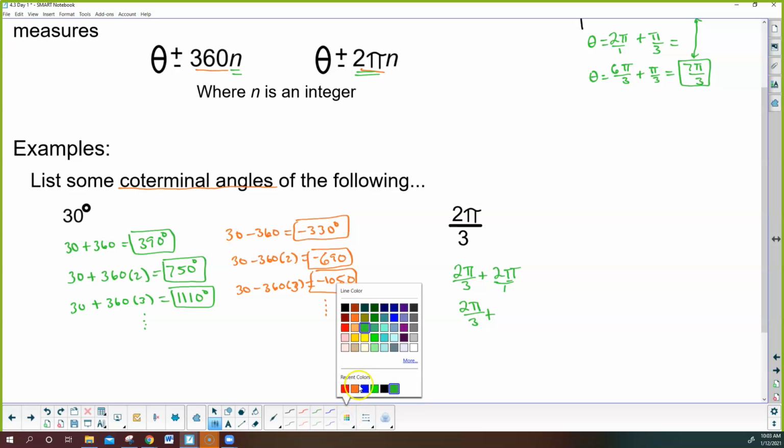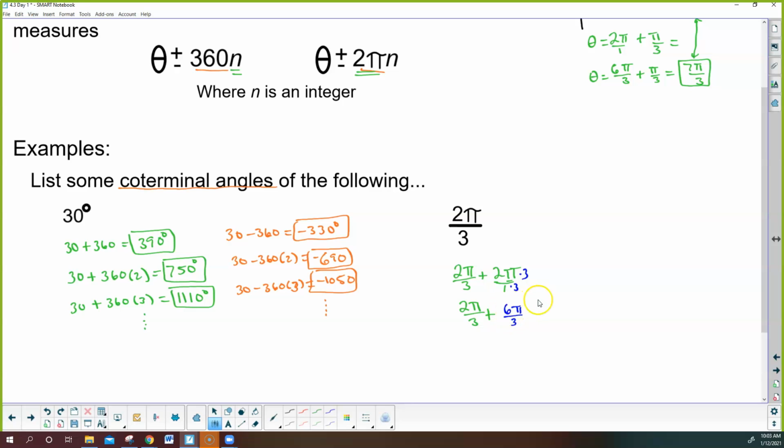So what I need to do is I need to take this and I need to get it to have the same denominator. So I'm going to multiply top and bottom by 3. So now 2 pi just changes its appearance, and now it looks like 6 pi over 3, which confirm to yourself that that is still 2 pi. Well, now I can just add straight across. 2 pi plus 6 pi is 8 pi over 3. And there is a coterminal angle with the original one that's given.